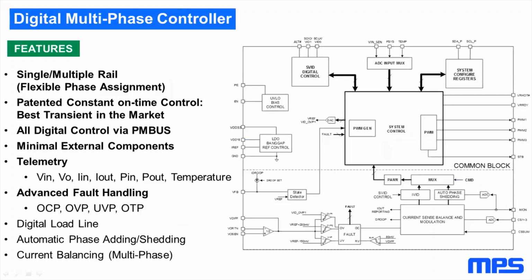Now let's have a closer look at the digital controller. Our portfolio consists of controllers which can support between 1 and 3 rails and a fixed number of phases, up to 12. Those phases can be assigned to the different rails as needed. The implemented control algorithm is based on constant on-time with ripple injection. This algorithm has been patented and allows us to reduce the required output capacitance to fulfill the SoC vendor transient specifications.